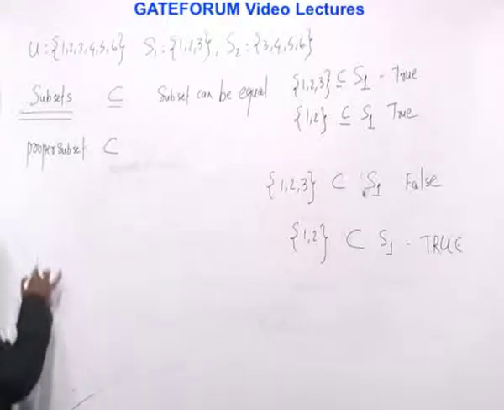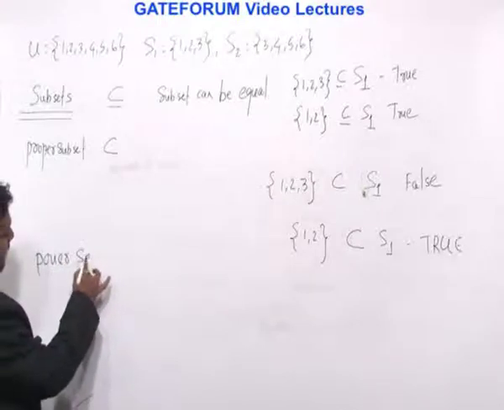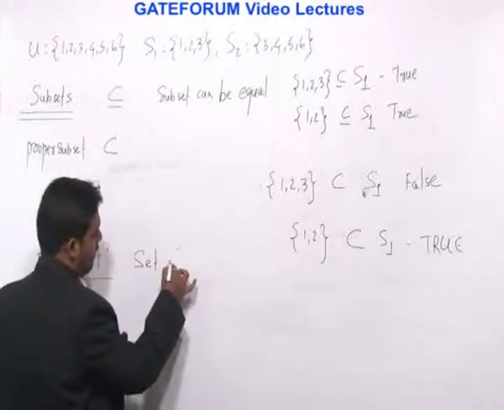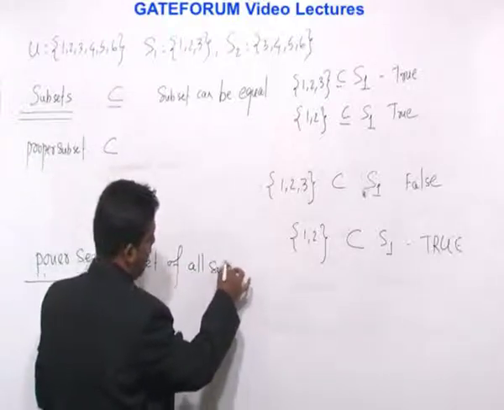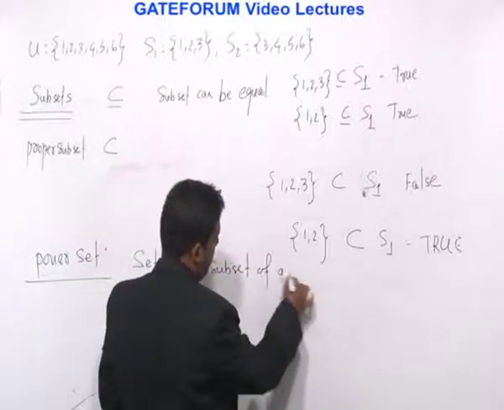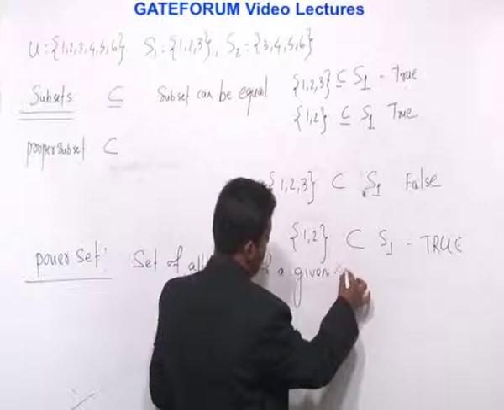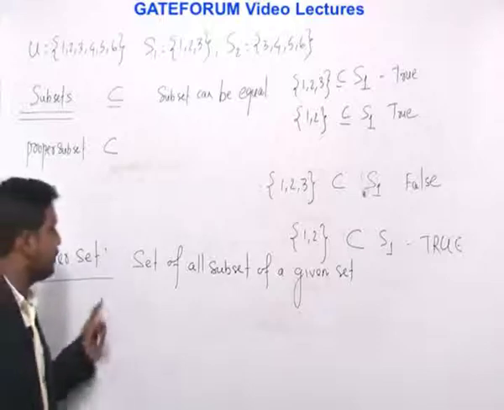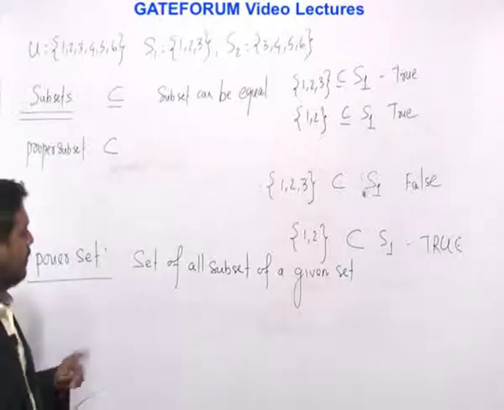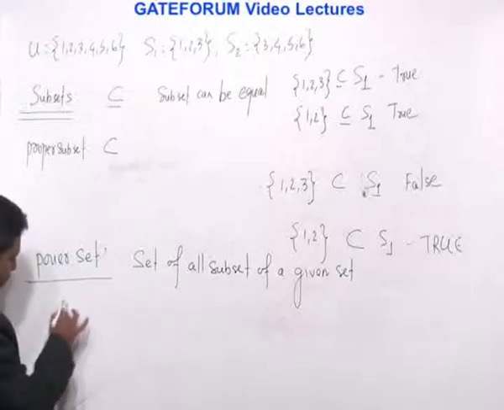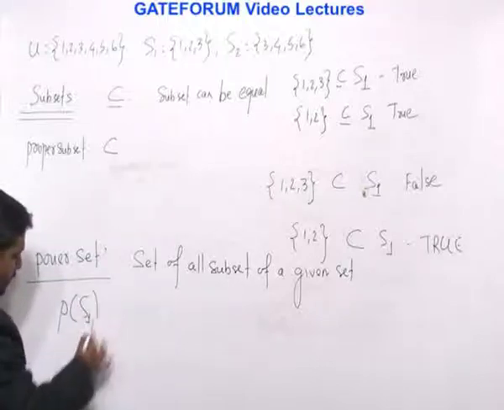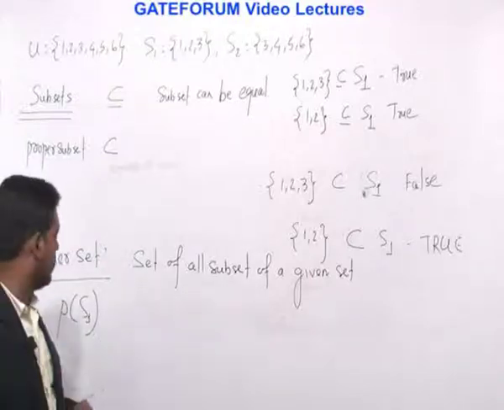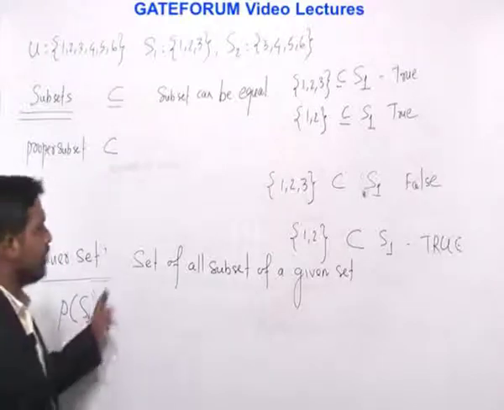Now, power set. The definition is very simple: the set of all subsets of a given set is basically called a power set. Notation-wise, sometimes it is written as rho of S1. It's not P, it's a rho of S1, and a few standard books use this as a notation.